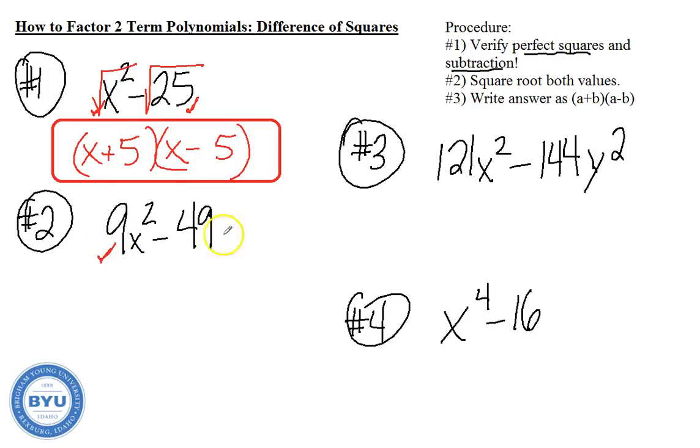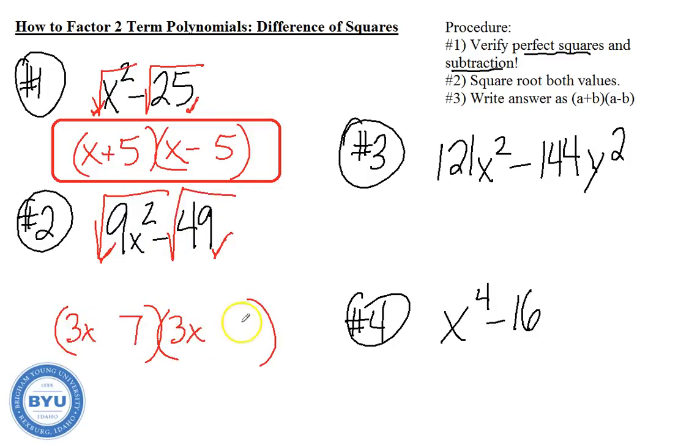9x squared, yep, that's a perfect square. 49, yep, that's a perfect square. And it's subtraction. So that's good. We can put it into two parentheses. The square root of 9x squared is 3x. The square root of 49 is 7. We'll do 1 plus, 1 minus. Excellent.